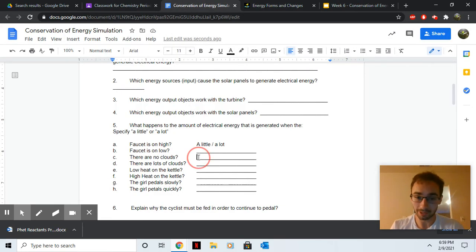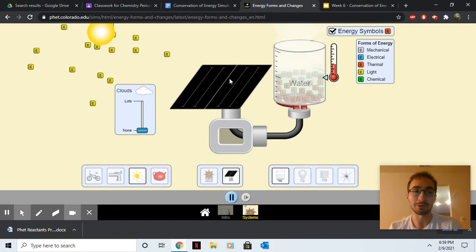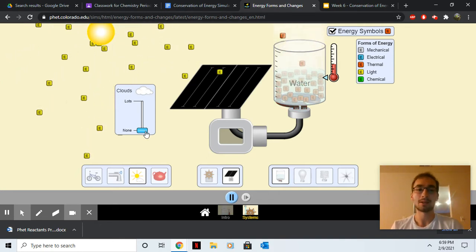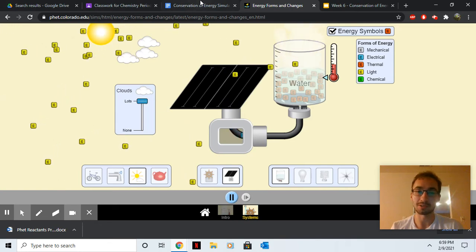And then try it when there are clouds for the sun and the solar panel. How much energy do you get when the sky is clear versus when there are clouds? How much energy is going to be made?